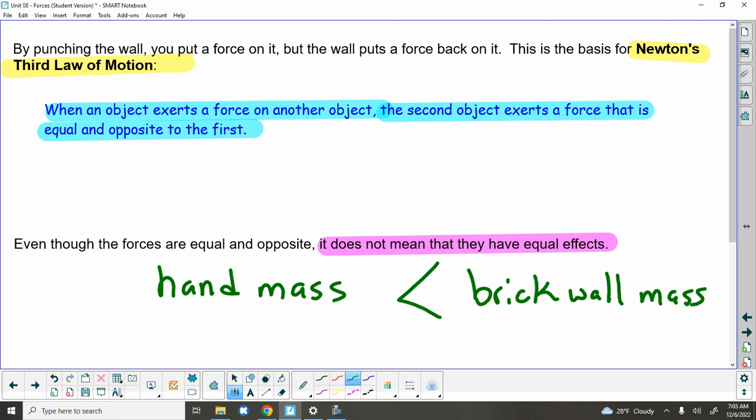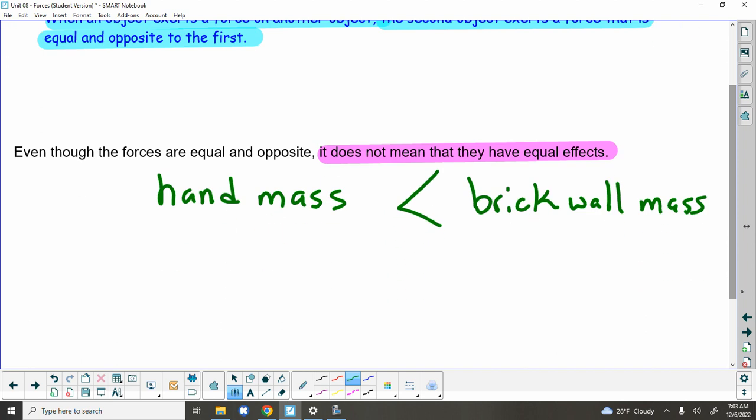Well, mass plays an important role here. Because if we go back to Newton's second law of motion, the change in motion for an object is based on the force and the mass. We're having the same amount of force applied to the wall that we're having applied to the hand, but they have greatly different masses. This is why if you punch a wall really, really hard, you might be applying a big force, but that big force is probably not going to have much of an impact on that brick wall, but it could very well have a big impact on your hand and your wrist.